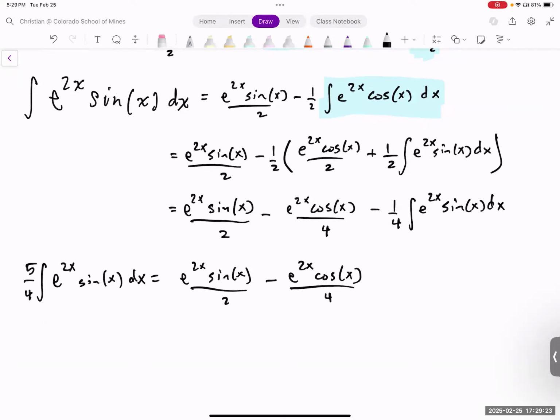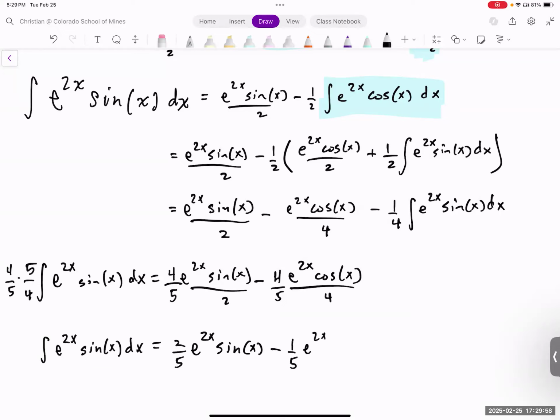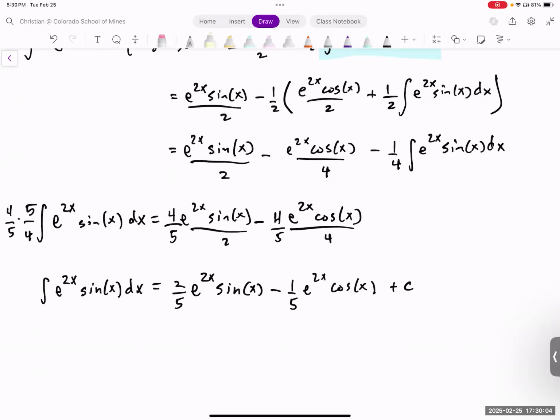When we do that, we multiply the left side by 4/5 and then the right side by 4/5. The first fraction will get multiplied by 4/5. The second fraction will get multiplied by 4/5, and we'll end up with our original integral equals 2/5 e to the 2x sine of x minus 1/5 e to the 2x cosine of x plus the constant. There's our antiderivative.